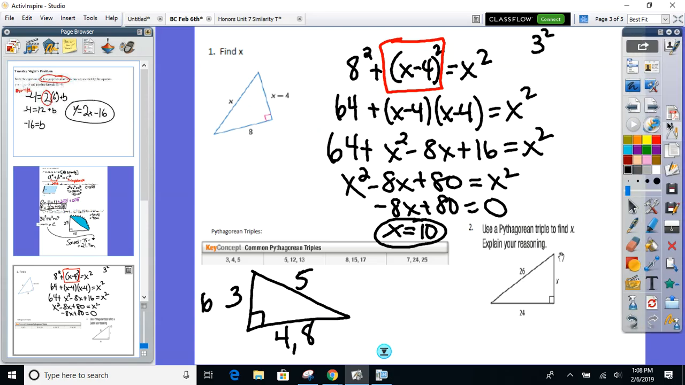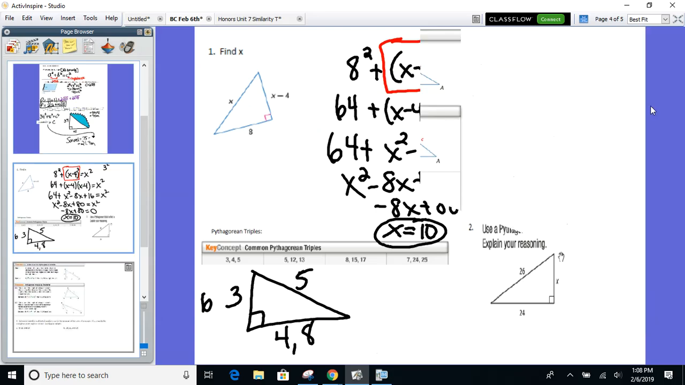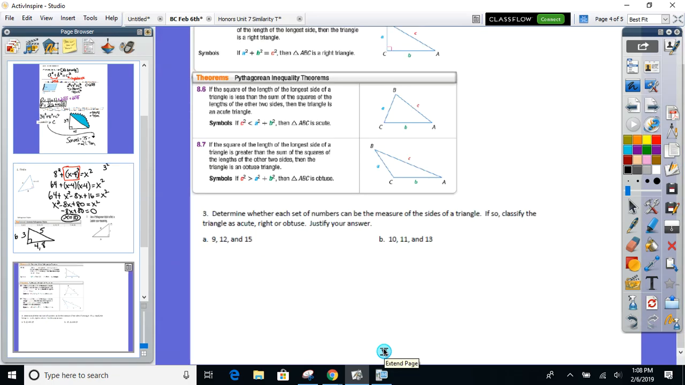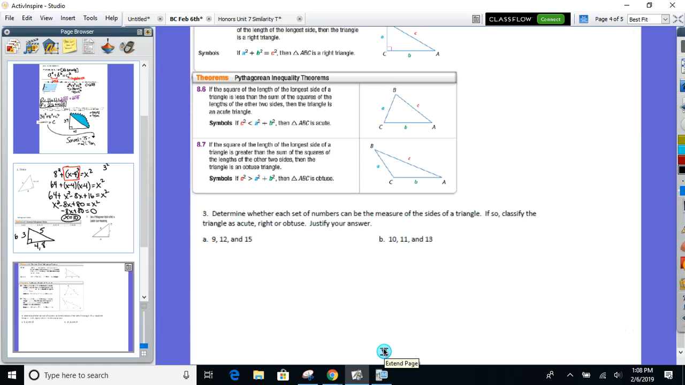Okay. What I really need to get to is the next page, which is: is it obtuse, acute, or a right triangle, just by knowing the sides?